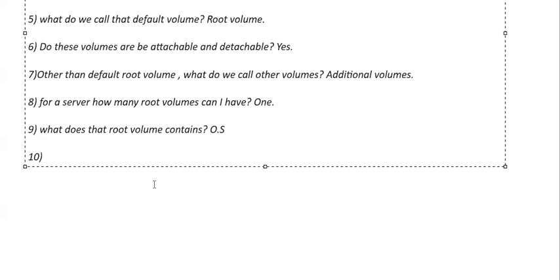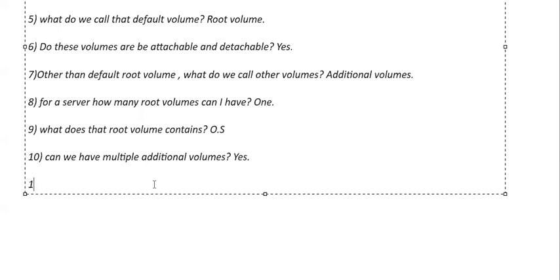Can we have multiple additional volumes? Yes, we can have multiple additional volumes. But how many root volumes can we have? We can have only one root volume per instance. Per server, we can have only one root volume, but we can have multiple additional volumes. Let's have another question.